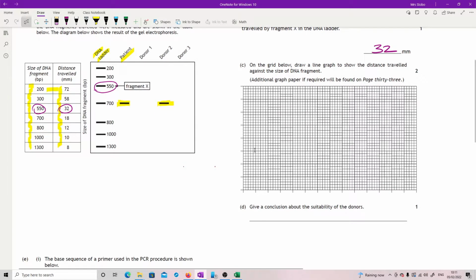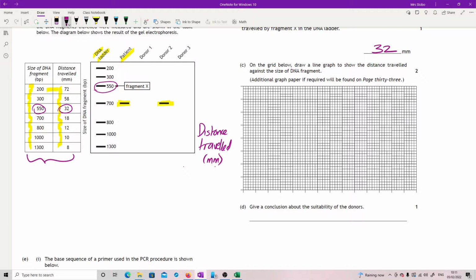On the grid below, draw a line graph to show the distance travelled against the size of the DNA fragment. You don't always get the line graphs in anymore, so this should be a bit of a gift. So all we're doing is plotting this data. What we measured goes up the side, so this is going to be distance travelled in millimetres. Just lift the entire heading from the table.